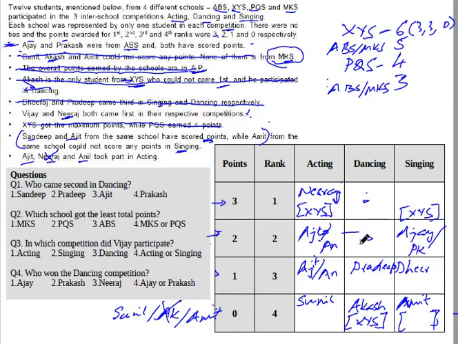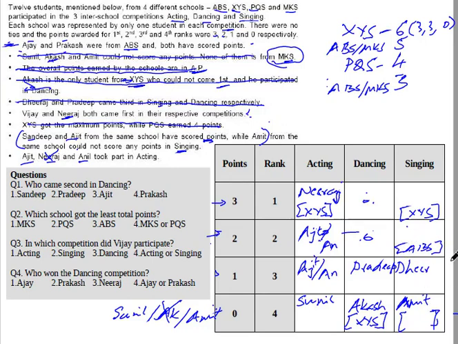Okay, this can be Ajay or Prakash, or this can be Ajay or Prakash. Both of them are from ABS, so this person has to be from ABS. Whoever this person is has to be from ABS, because Dheeraj is not from ABS, right? Dheeraj is not from ABS.